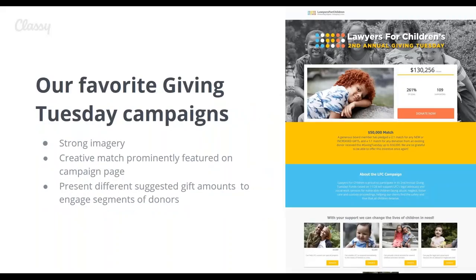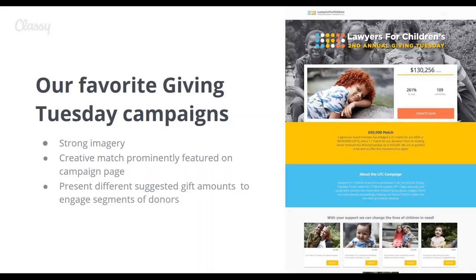Just to give a little context to some of those strategies and statistics, we'll jump into a few of our favorite Giving Tuesday campaigns in particular. This one from Lawyers for Children is one of my favorites from Giving Tuesday of last year. They have excellent images to hook their supporters' attention. Really, how cute are those kids?